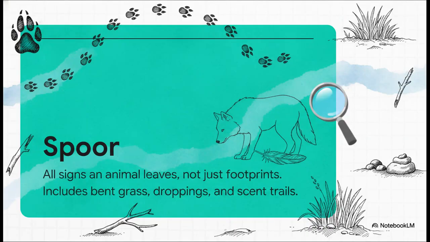Oh, and before we move on, let's just clarify a key term here. Spoor. It doesn't just mean footprints. Spoor is the technical term for every sign an animal leaves. We're talking a bent blade of grass, some discarded food, even urine and scent markings. It's the entire vocabulary of the trail.